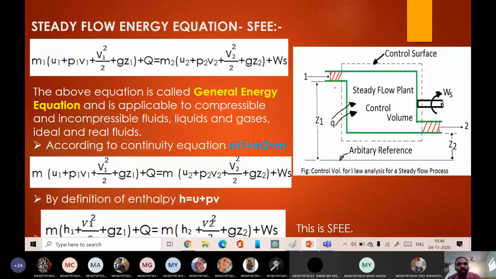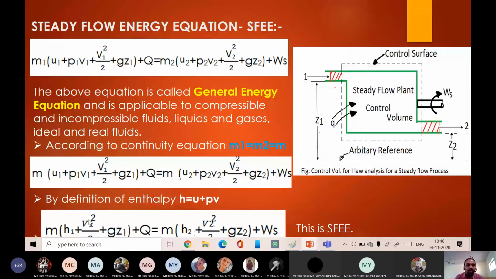According to the continuity equation, or conservation of mass, we know that the mass flow rate is constant. Therefore, m1 equals m2 equals constant. Therefore, I can cancel m1 and m2, because according to conservation of mass, m1 equals m2, right? So I cancel m and m.